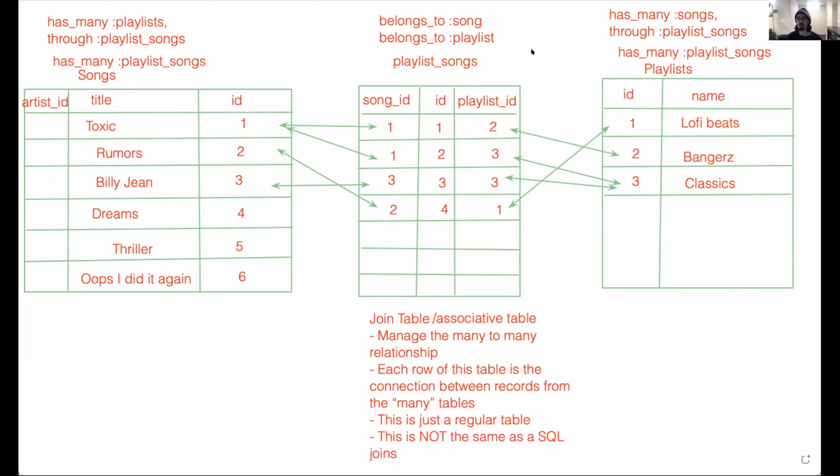So what we have here is we actually have 6 different relationships. The relationship between songs and playlist songs, the relationship between songs and playlists, the relationship between playlists and songs, the relationship between playlists and playlist songs, the relationship between playlist songs to playlists, and the relationship from playlist songs to songs. So there are a lot of relationships to keep track of now.